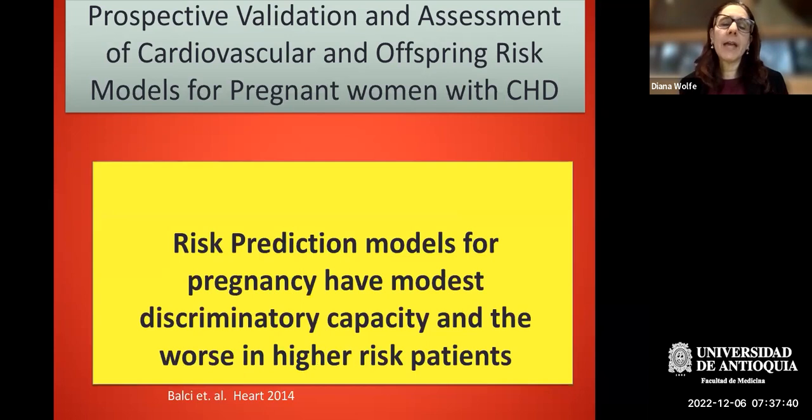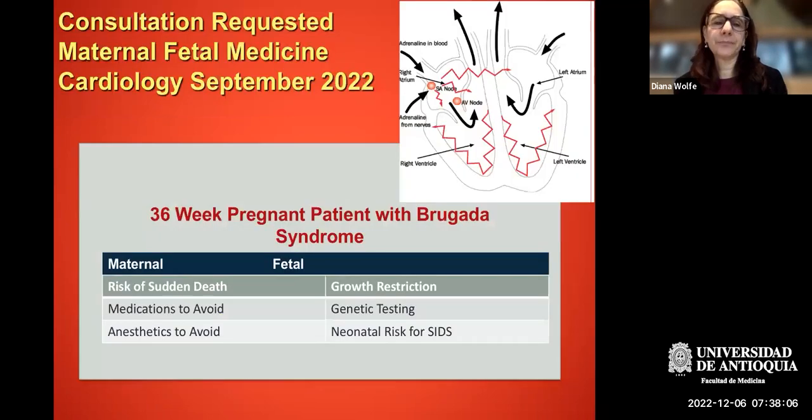Pero en general, los modelos de riesgo no son perfectos. Y los pacientes más complicados se necesita mirarlos como individuales y necesitan un grupo multidisciplinary de gente para evaluar.